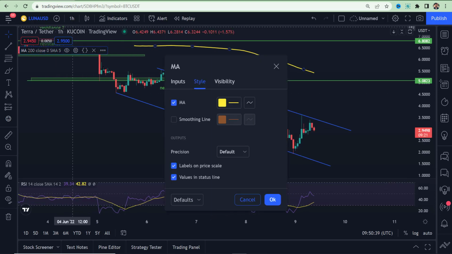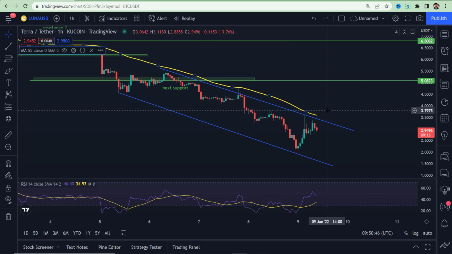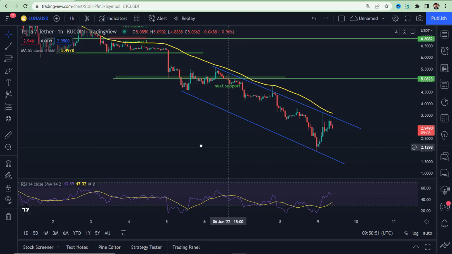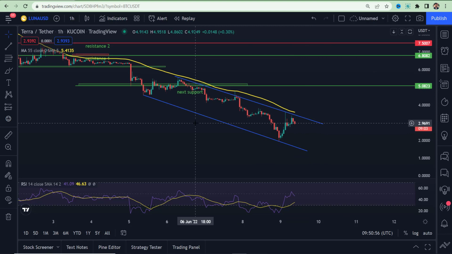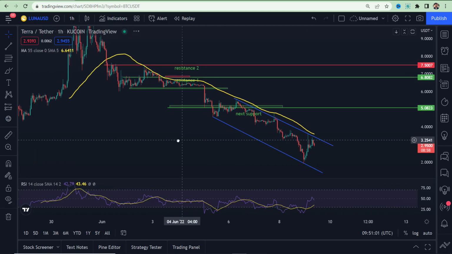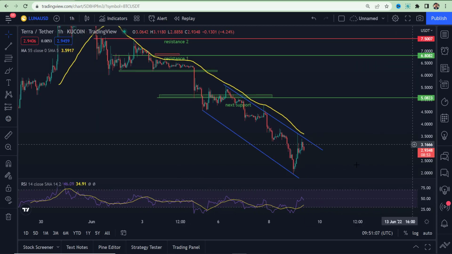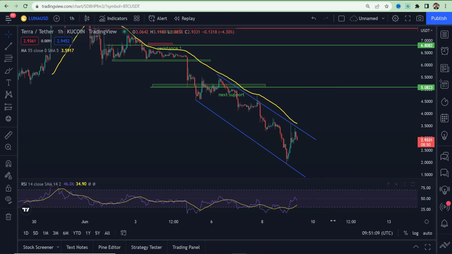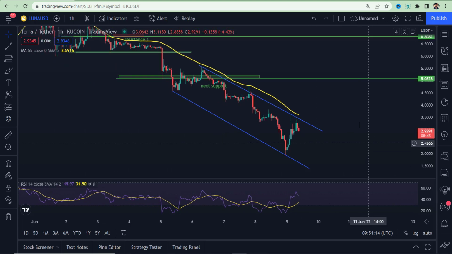Now if we just change the inputs to the 55. Yes, now that's something better. And you can see that along with the trend line, you see the 55 moving average. It always comes in handy with trend lines. Most of the analysts, sometimes they want to use this 55 moving average as a trend line as well, because it just acts like a trend line. It acts as a resistance, and if you dip below that, it will act as a support as well.